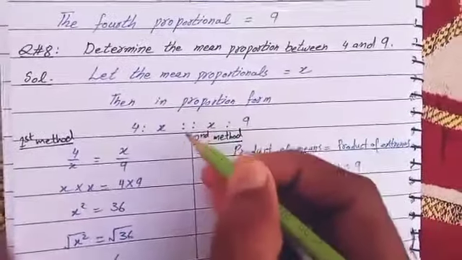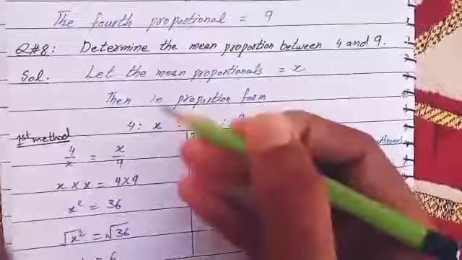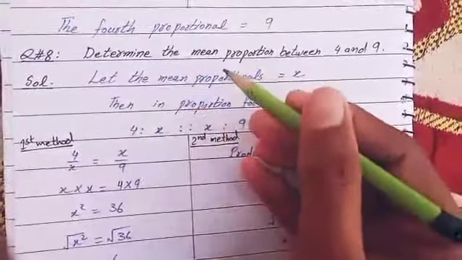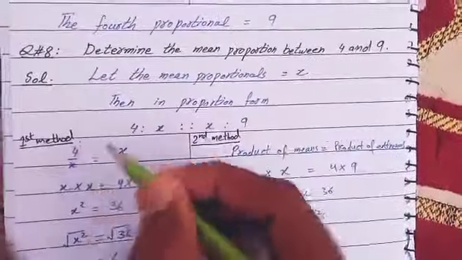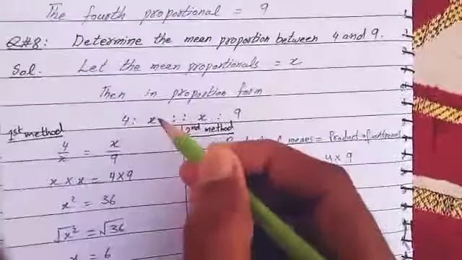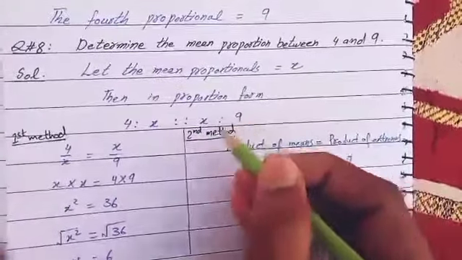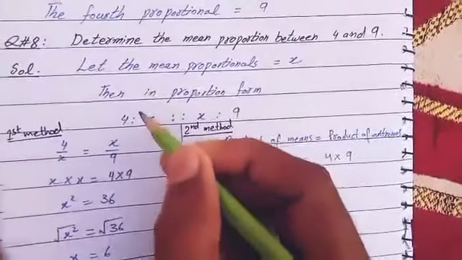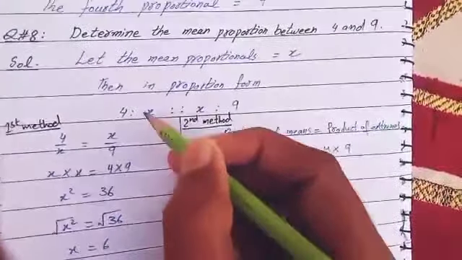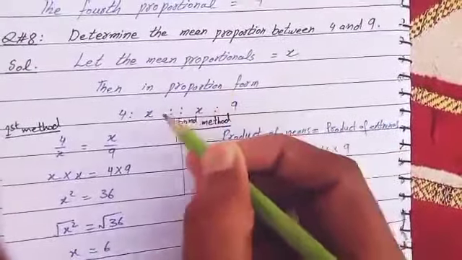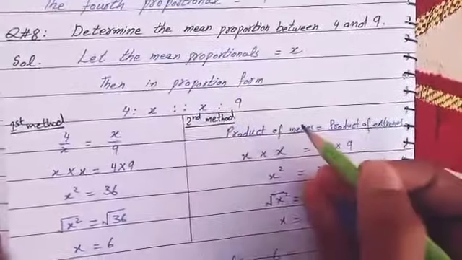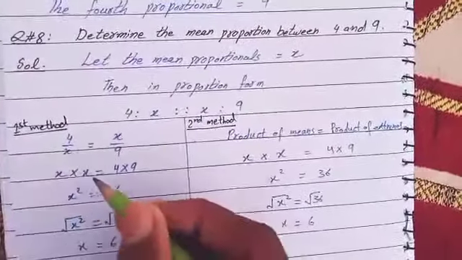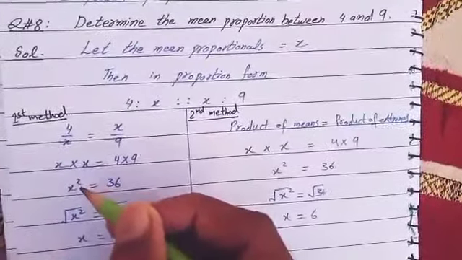All other steps will be solved as in the first question. It also has two methods. The first method is 4 divided by x, and x divided by 9: 4/x is equal to x/9. The second method is the cross product rule. 4 will be multiplied with 9 and x will be multiplied with x. So in both methods x and x will be multiplied and the answer will be x square.